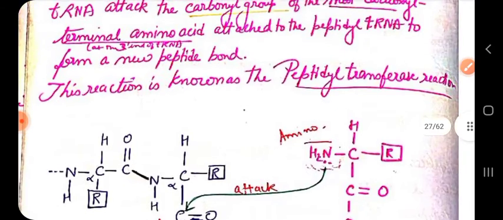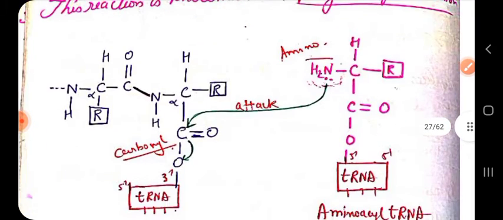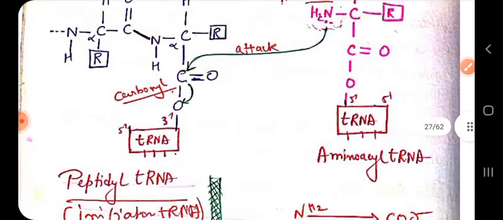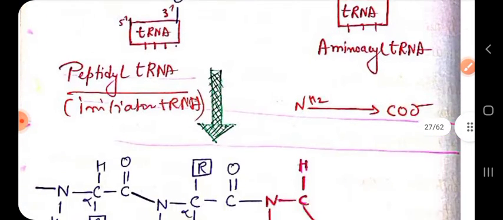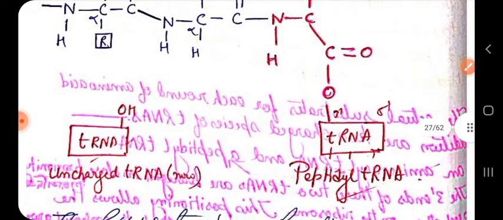So this is the reaction I have mentioned, how the amino group attacks the carbonyl group after positioning in close proximity. Now they have formed the peptide bond, a polypeptide chain.